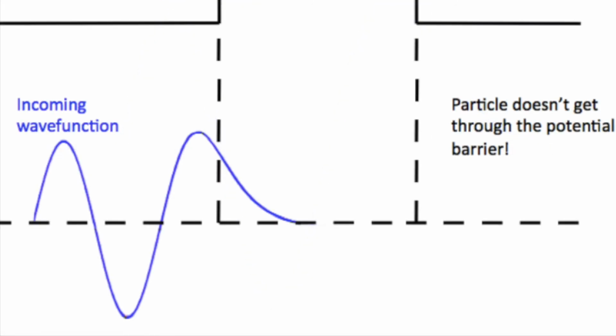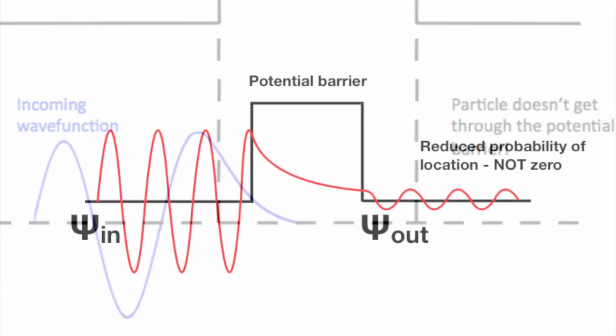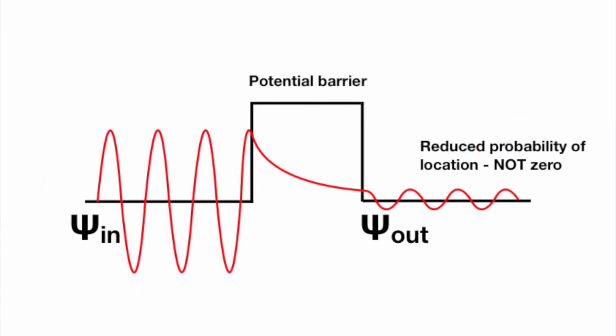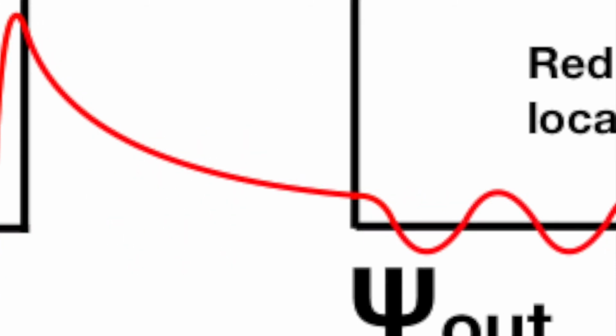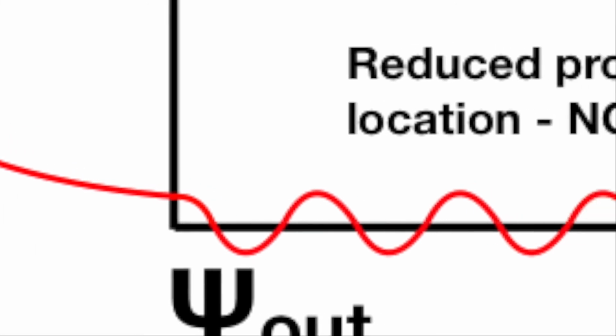As the wave function moves into the potential barrier, its amplitude decreases with an exponential decay. A higher potential barrier gives a faster decay. If the potential barrier is low enough and thin enough, it is possible that the wave function won't have decayed to zero once it reaches the other side, which means there is a chance of finding the particle on the other side of the barrier.